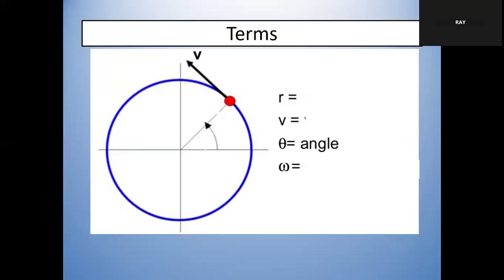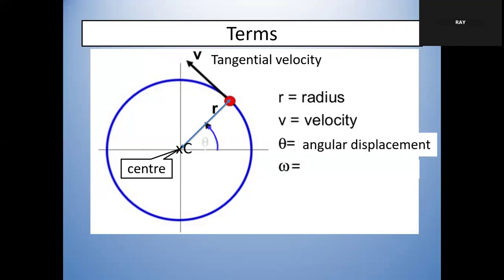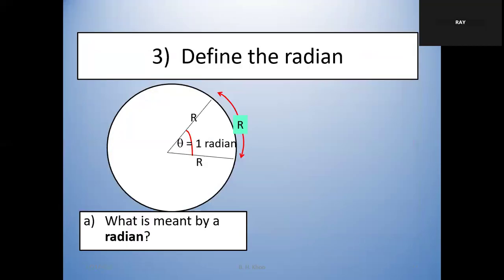Okay, what are the terms you are likely to use? Either small r or big R, radius of the circle. C is the center. v is the velocity, or sometimes we call it tangential velocity, to qualify it as a tangent. Instead of angle, we call it angular displacement. It's either clockwise or anti-clockwise. And omega, angular velocity. Right? This one you have to memorize.